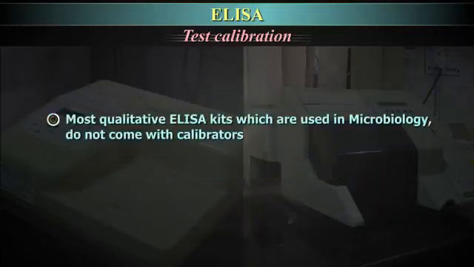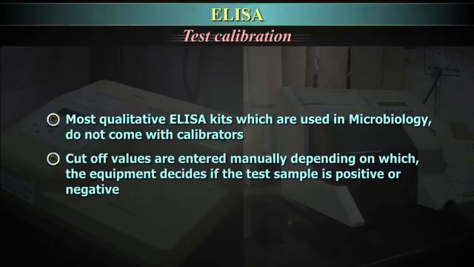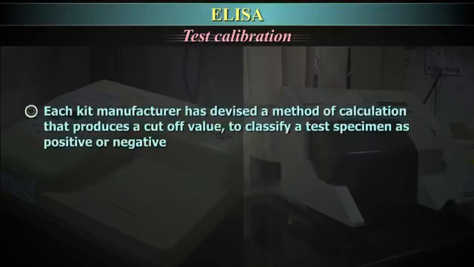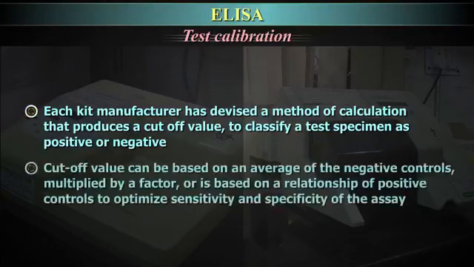Most qualitative ELISA kits which are used in microbiology do not come with calibrators. Cutoff values are entered manually, depending on which the equipment decides if the test sample is positive or negative. Each kit manufacturer has devised a method of calculation that produces a cutoff value to classify a test specimen as positive or negative. Thus, a cutoff value can be based on an average of the negative controls multiplied by a factor, or is based on a relationship of positive controls to optimize sensitivity and specificity of the assay.